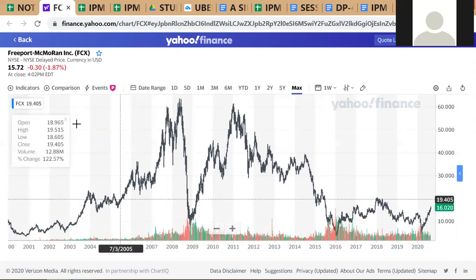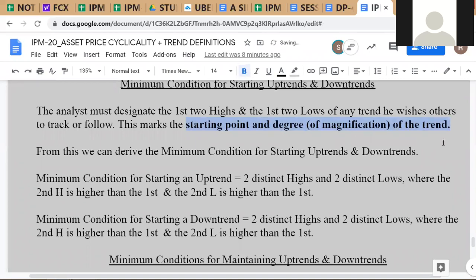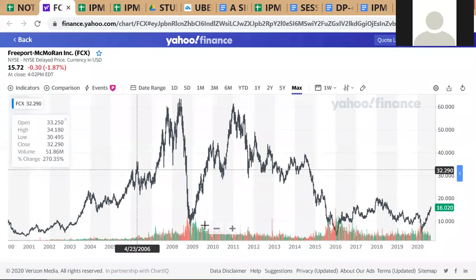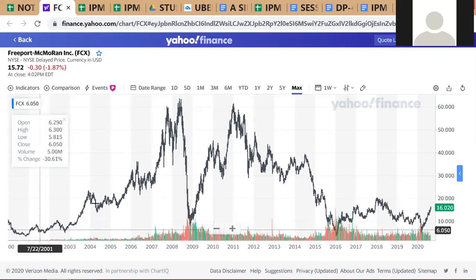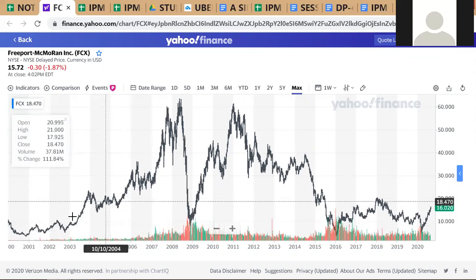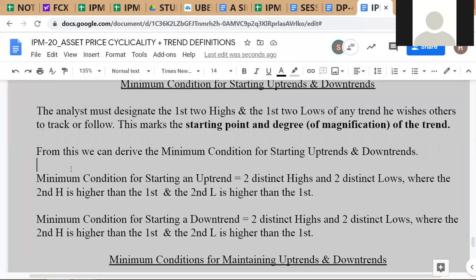So you lock in once, and what we are saying is that the analyst has to designate the first two highs and the first two lows of any trend, okay? And this basically locks in the degree of magnification of the trend. These are important points, because otherwise you get confused and you start moving around between degrees of magnification. Degree of magnification means this: this is a very low level of magnification, very high zoom out level. And as I zoom inside this, it becomes higher levels of magnification.